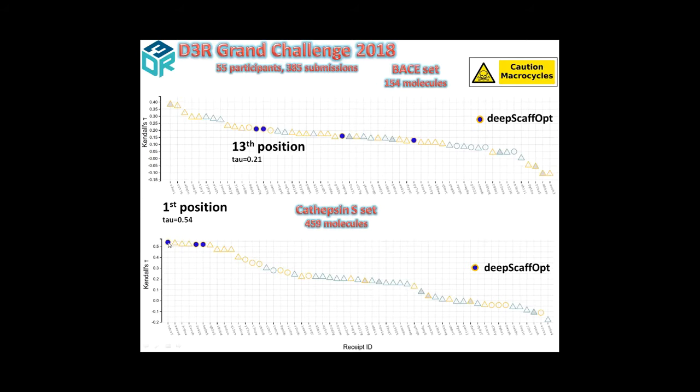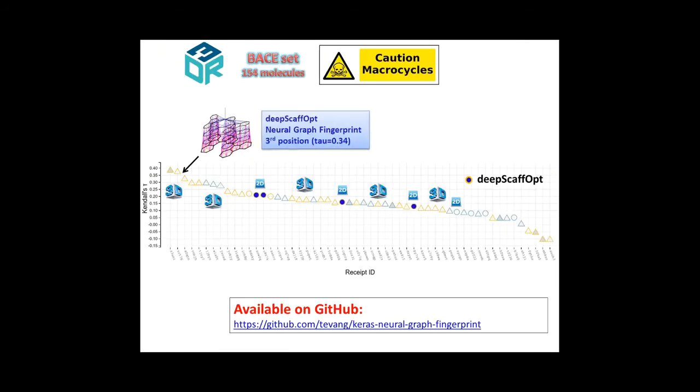This year, we were given two data sets. One was for beta protease, which contained macrocycles. Macrocycles are very peculiar molecules. And you can see here with blue dots, the best prediction I submitted ranked 13th position. While in the second data set, which was for cathepsin S and contained many molecules, 460, a very large data set, I was able to rank first. However, recall that DeepScaffold uses only two-dimensional information, while most of the participants, especially those that outperformed DeepScaffold in the first set, used much wealthier 3D structure information of the receptor.